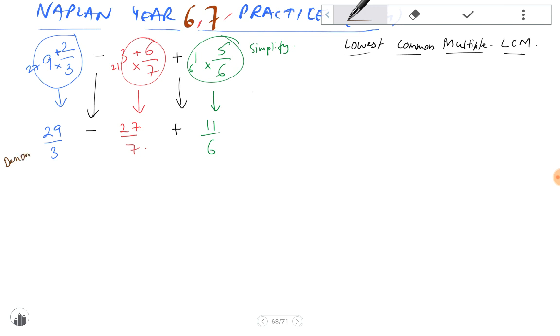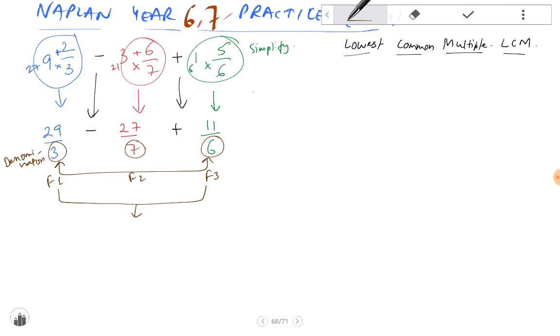Now in this problem, we look at the denominators. We have 3, 7, and 6. And we know that we have a least common multiple in these two fractions. So we'll call this fraction number 1, fraction number 2, fraction number 3. So in this case, I want to solve fraction number 1 and fraction number 3 first, simply because I have a lowest common multiple, LCM, available in the denominators.